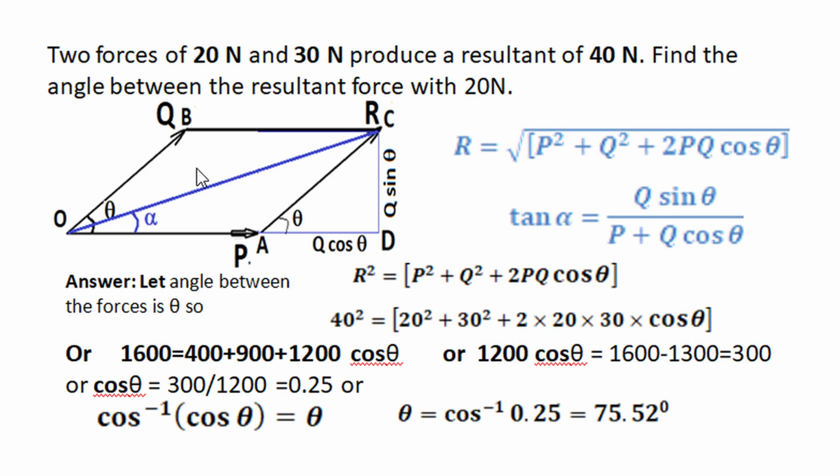Again, it is clear that resultant angular position shifts towards bigger magnitude. This angle with smaller magnitude is roughly 58 degree, whereas the angular position with higher magnitude is only around 32 degree. We have given two forces 20 Newton and 30 Newton, and the resultant is 40 Newton, and we have to find out angle between resultant with 20 Newton.